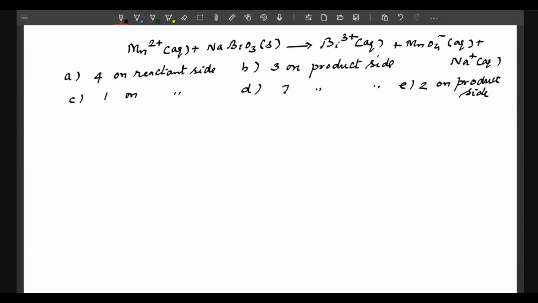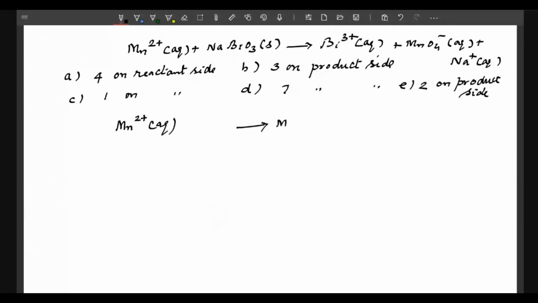Therefore, it is separated into two half reactions: one half reaction is the oxidation half reaction, and another we call the reduction half reaction. Therefore, divide the equation into the oxidation half reaction and the reduction half reaction. Therefore, here we will divide this one as Mn2+, take this one, aqueous. And what is the species present on the other side?